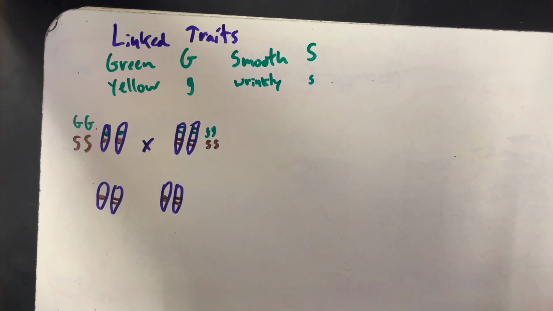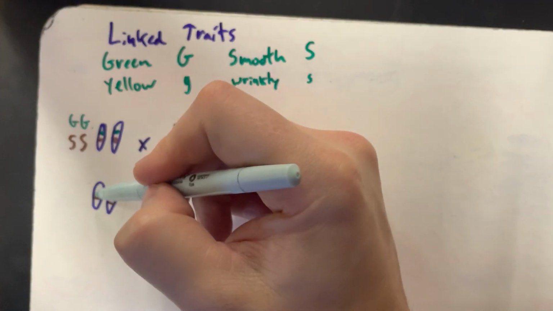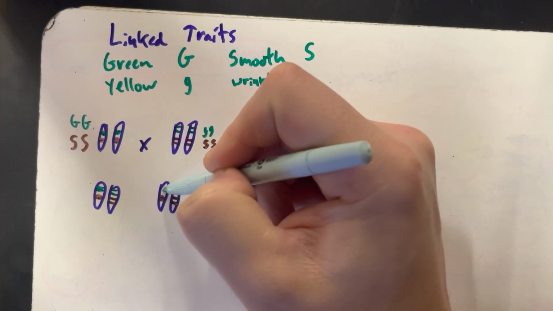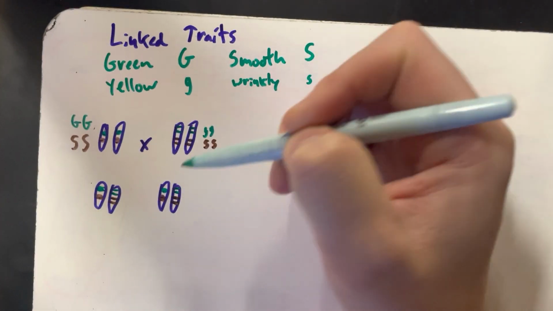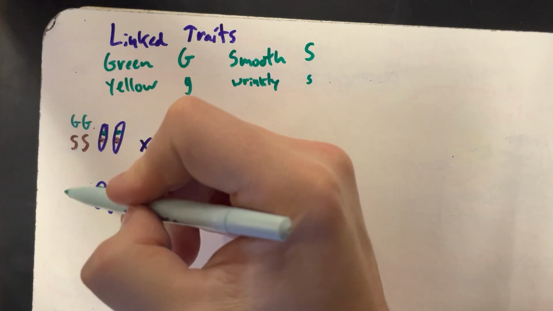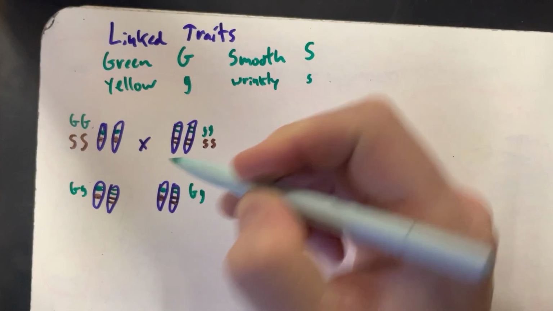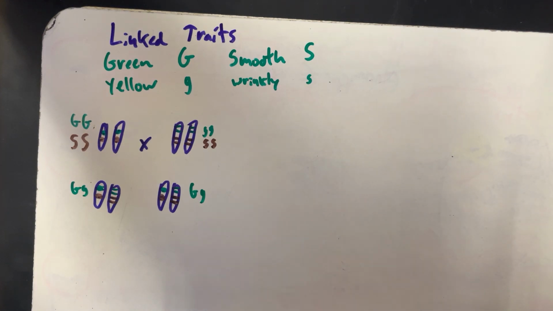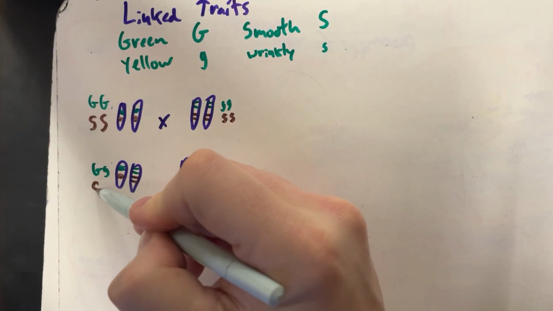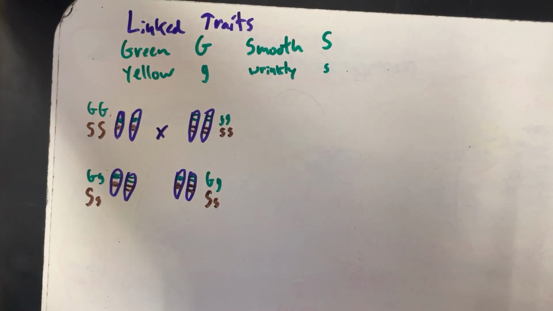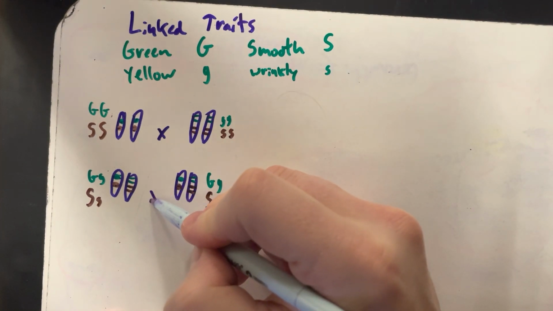And then same deal with the G's. They end up with one big G, one small g. So big G, little g, big G, little g, big S, little s, big S, little s. Cool, and we'll do our F2 generation.